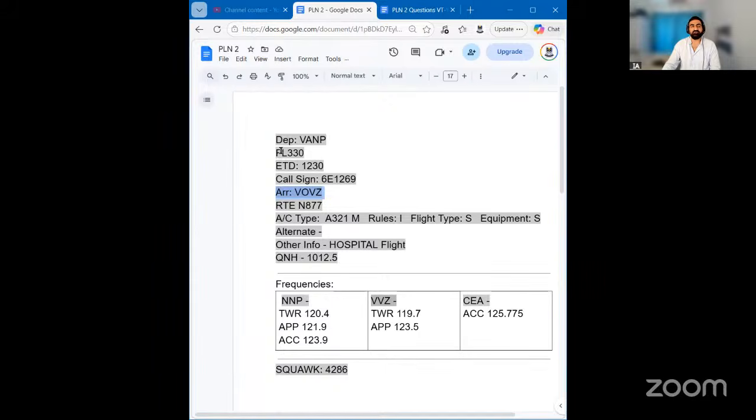Estimated time of departure 1230, flight level 330, departure Nagpur. What was your understanding of this departure? It's from Mumbai FIR and NP is Nagpur. Nagpur, very good. Frequencies, ATC frequency is given: Nagpur Tower Approach Control, Visakhapatnam Tower Approach, and Kolkata. CA is the VOR code for Kolkata. These are all VOR codes. These are frequencies.